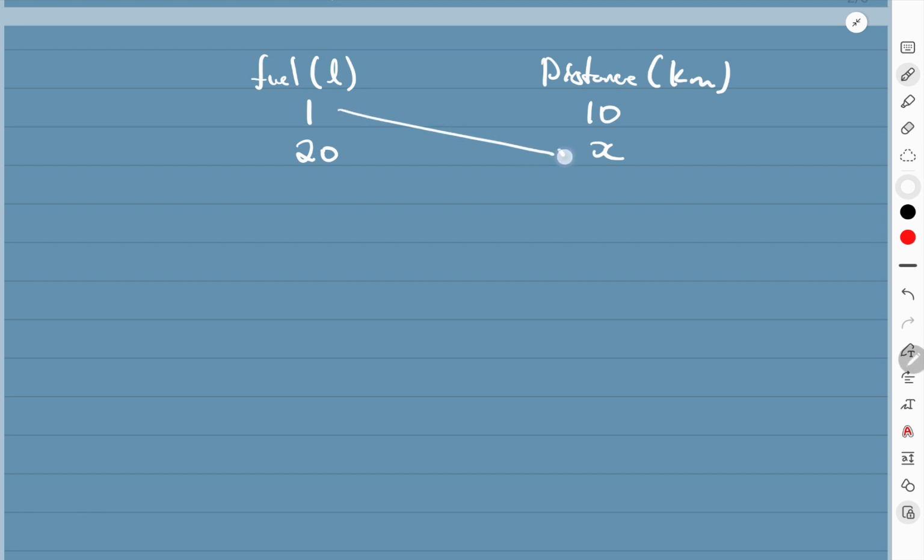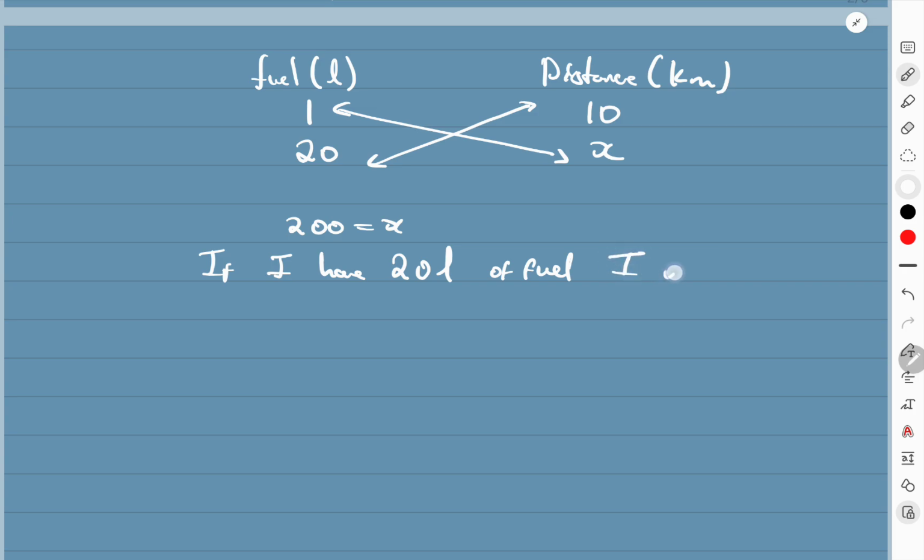The number that is above multiplies the one that is below, and the one that is below multiplies the one that is above. It means I'm going to have a 10 multiplying the 20. I'm going to have 200. Then I say equal to the X will multiply the 1. Any number multiplied by 1 is that number itself, meaning I'm going to have an X. It means if I have 20 liters of fuel, I will drive for 200 kilometers. That's it.